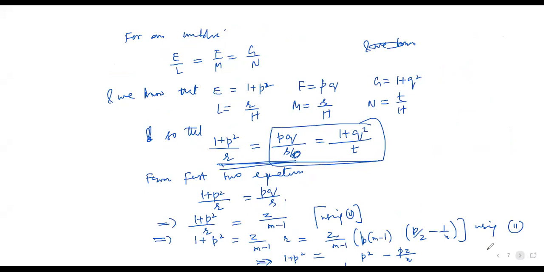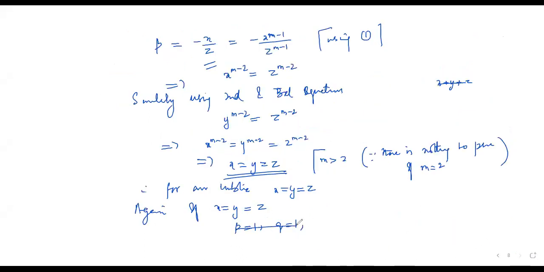Okay, let me write it again. So our p will be -1, q will be -1, and our h will be √(1 + p squared + q squared), which will be √3, right?